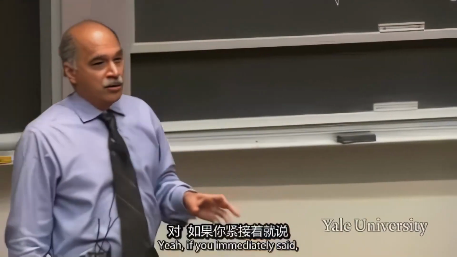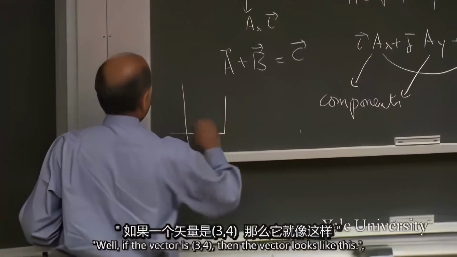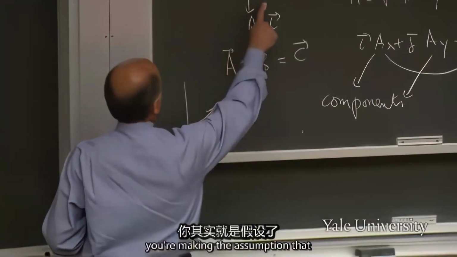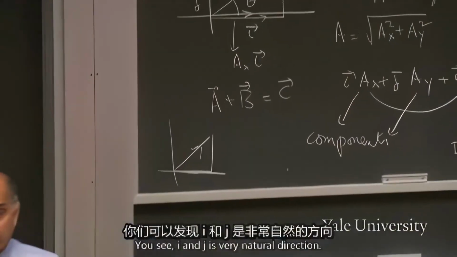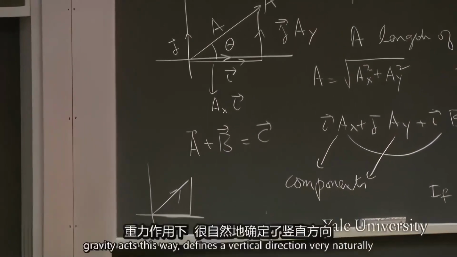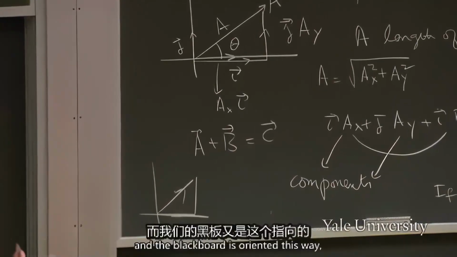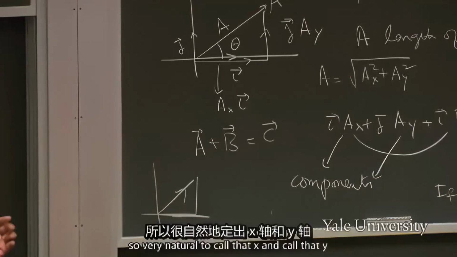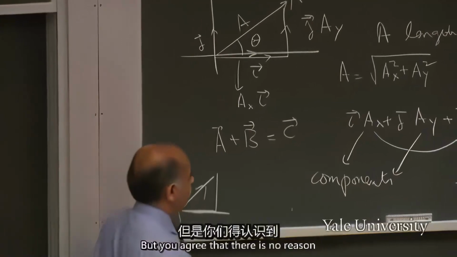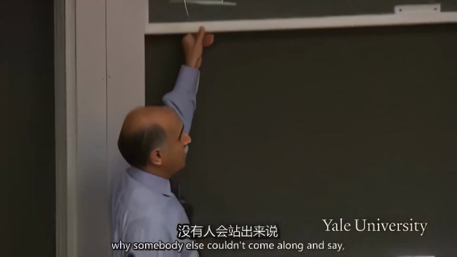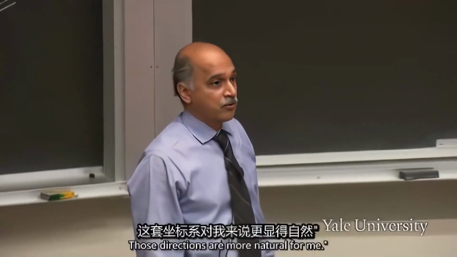Yeah, if you immediately said, well, if the vector is 3, 5, then the vector looks like this, you're making the assumption that I am writing the vector in terms of i and j. Now, you see, i and j is a very natural direction. For most of us, gravity acts this way, defines a vertical direction very naturally. Then the blackboard is oriented this way. It's very natural to call that x and call that y and line up our axes. But you agree that there is no reason why somebody else couldn't come along and say, you know what, I want to use a different set of axes. Those directions are more natural for me.